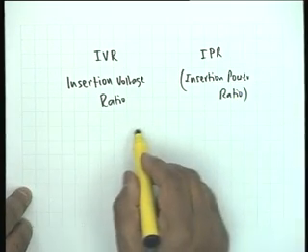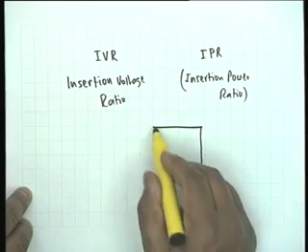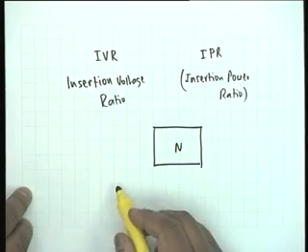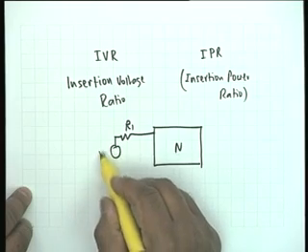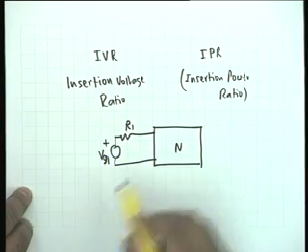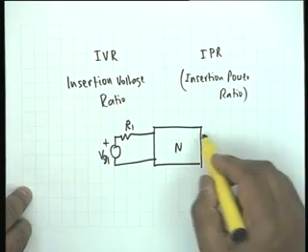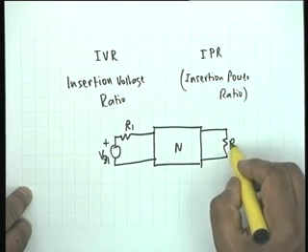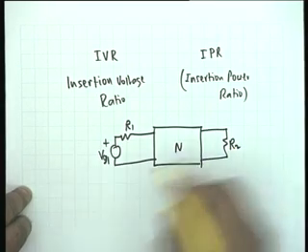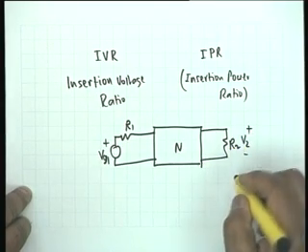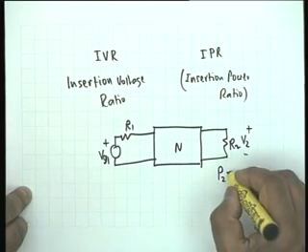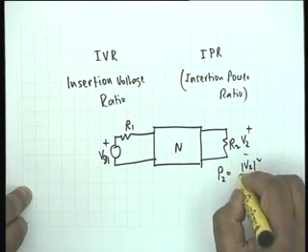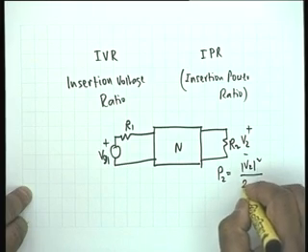Okay, I have a situation. This usual situation that we are considering is that the network N driven by a source Vg1, internal resistance R1 and terminated in R2. The voltage here is V2 and the power that is absorbed by the load is P2, which is equal to V2² divided by twice R2.